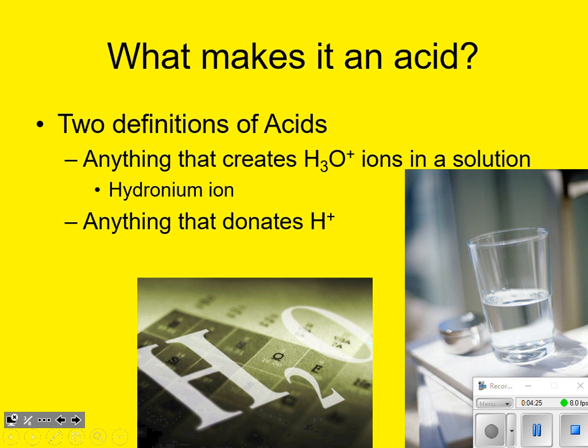The second definition of what makes something an acid eliminates the fact that water has to be involved. So no longer does it have to be in a solution. An acid is just anything that can donate an H+. And by the way, we will often refer to H+ as a proton. Because if you think about it, H stands for hydrogen. Hydrogen's nucleus has 1 proton, and around it has 1 electron. But if it loses that 1 electron to become a positive charge, it's now just really a proton.